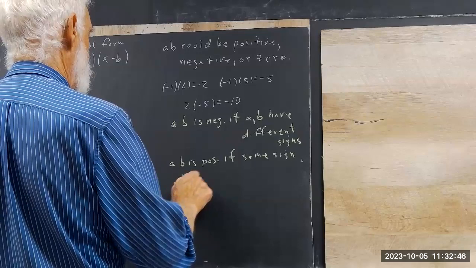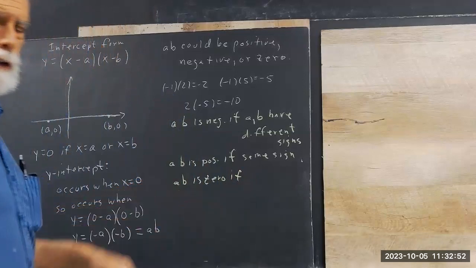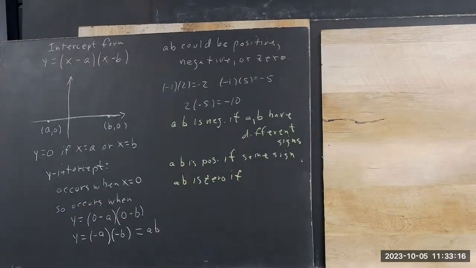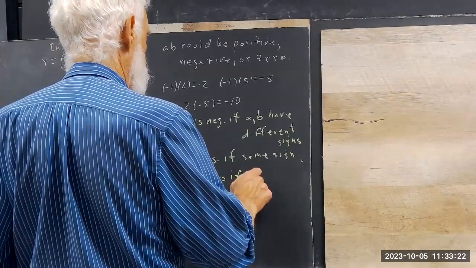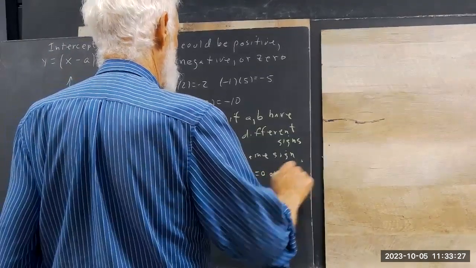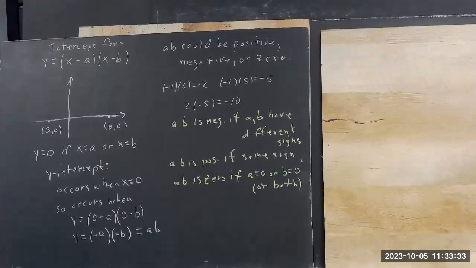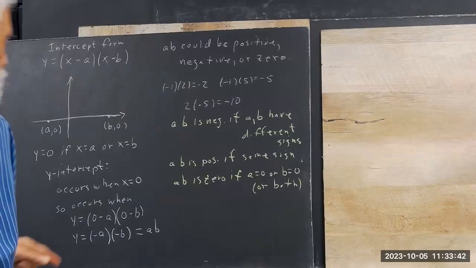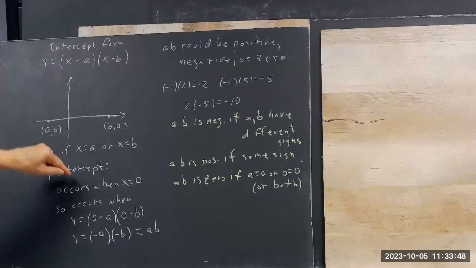What about how could AB be 0? I could say A is 0 or B is 0 or both. Okay. Well, that means we don't know from this whether the y-intercept is positive or negative or zero.